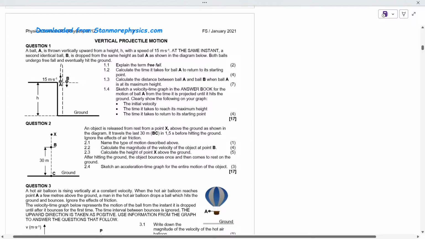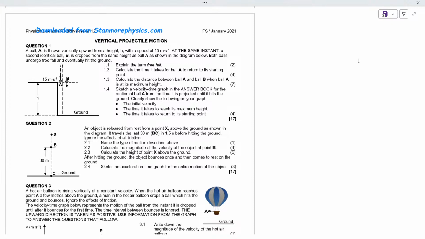So we are starting with the very first one. Okay, may you read the information for us? Okay, this is question one. A ball A is thrown vertically upwards from a height h with a speed of 15 meters per second. At the same instant, a second identical ball B is dropped from the same height as ball A, as shown in the diagram below. Both balls undergo free fall and eventually hit the ground.